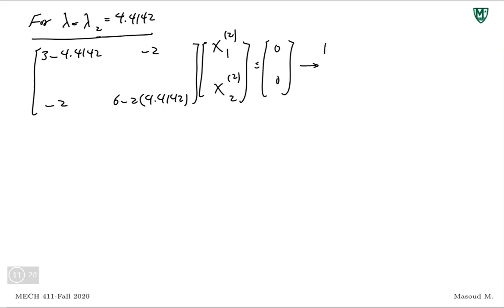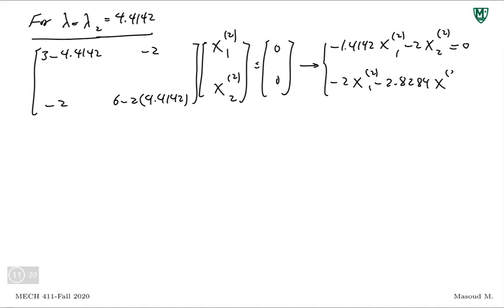You do the math, you'll get two equations. The first one would be minus 1.4142 x21 minus 2 x22 is equal to 0. The second one would be minus 2 x21 and the second part in this equation would be minus 2.8284 x22 equal to 0. Same process. Take, let's say, x21 is equal to 1.